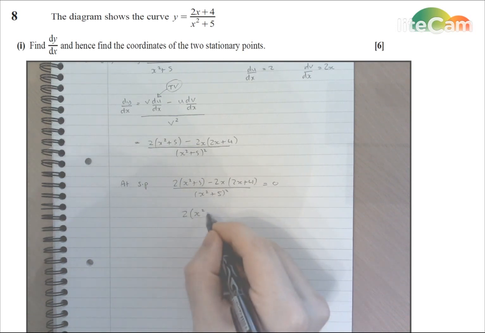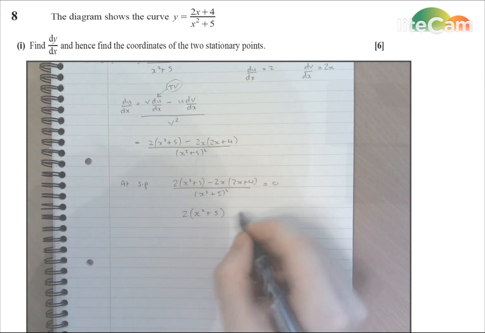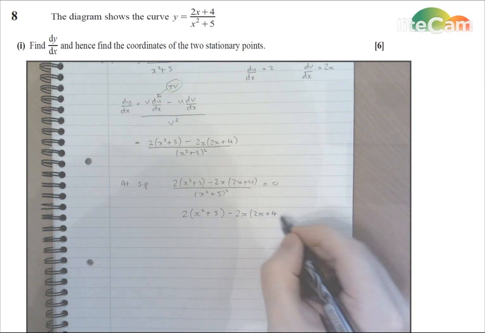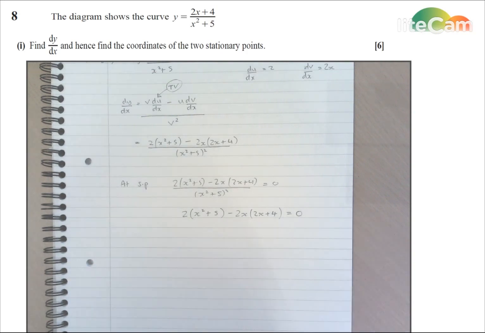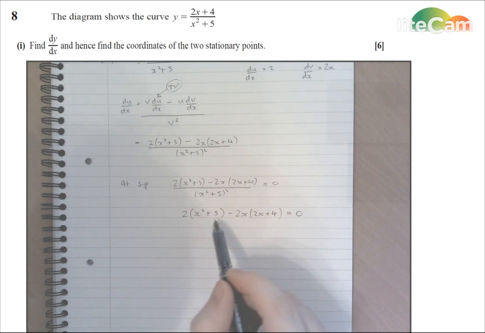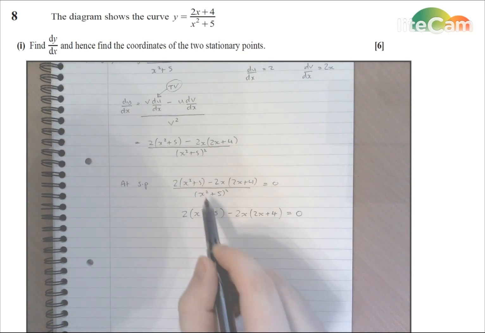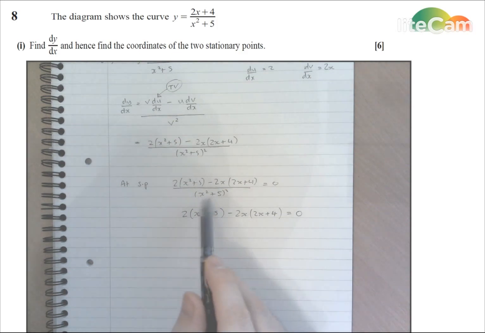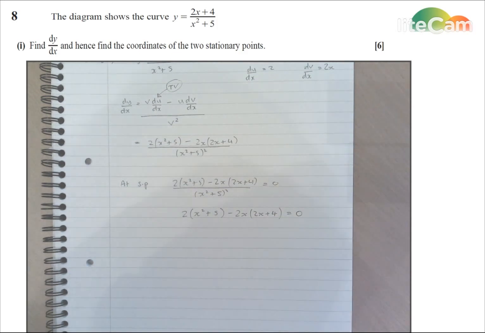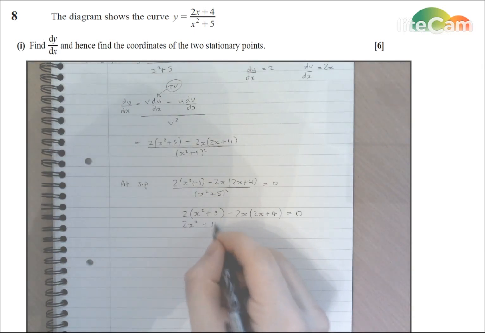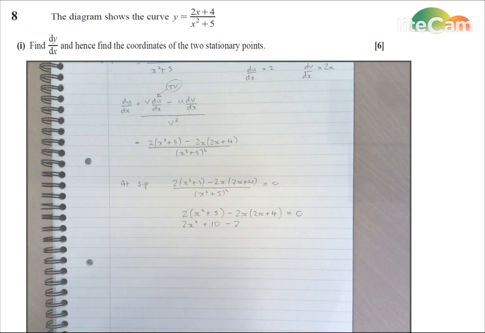and say 2(x squared plus 5) minus 2x(2x plus 4) equals 0. The only condition of being allowed to do that is that when I get my solutions for x, I check that they don't make this bottom part 0, because if the bottom of your fraction is 0, then you have a bit of a problem. So let's expand this bracket out, and this one too. Oh, sorry, that's going to be 4.